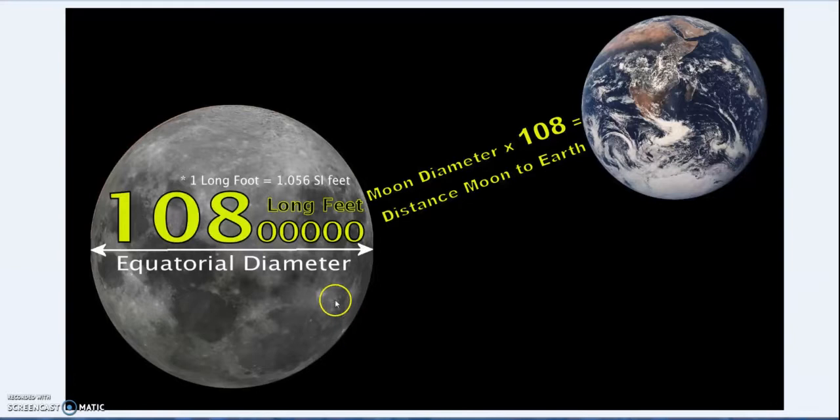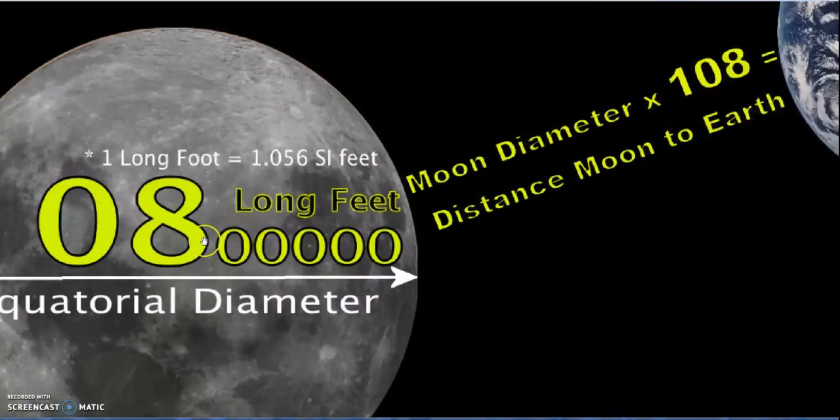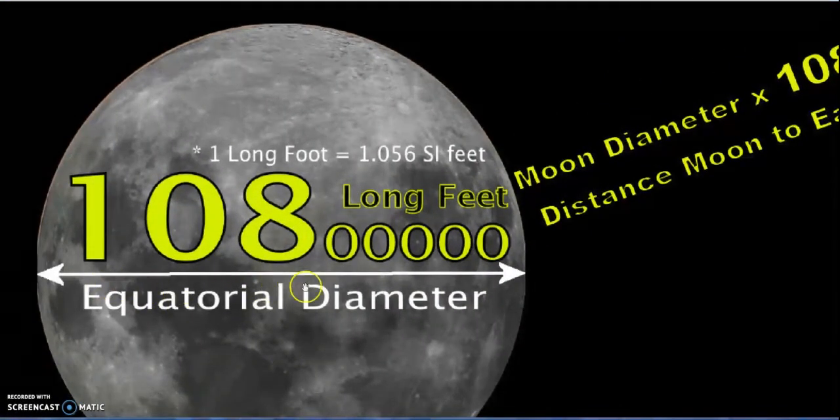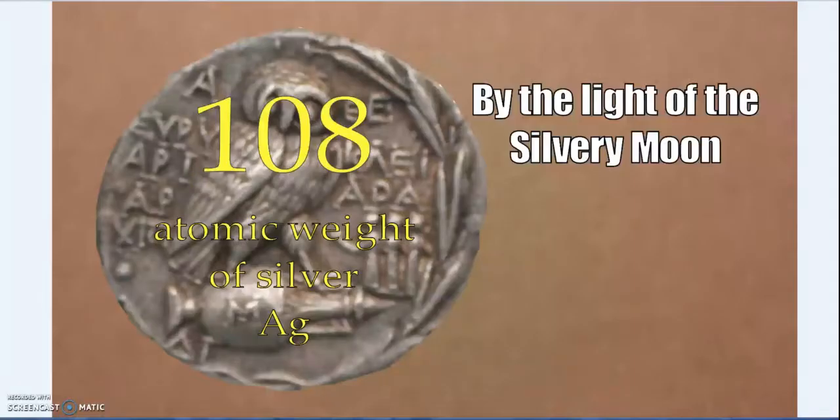And in astronomy, for instance, if I multiply the diameter of the moon times 108, I get essentially spot on, very, very close to the average distance from the moon to the Earth. 108 of the moon's diameter is the distance from Earth to moon. But in this long foot, sometimes called the Persian foot, the diameter of the moon itself is 108 once again. So it carries on.